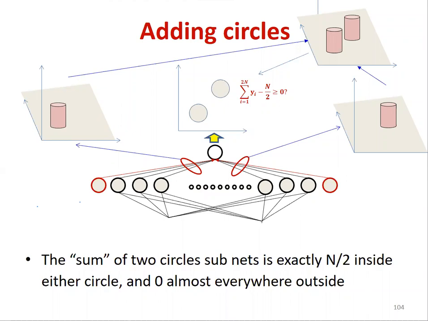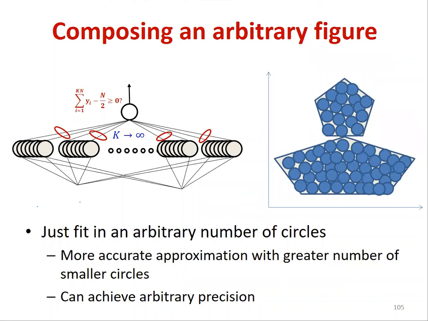It's going to remain two disconnected circles, because the sum of these two subnets is going to be n/2 inside these two circles and 0 outside, almost exactly, right? Exactly. That's how you would do it. If I want to do this using just one hidden layer, here's what I end up stuck with.